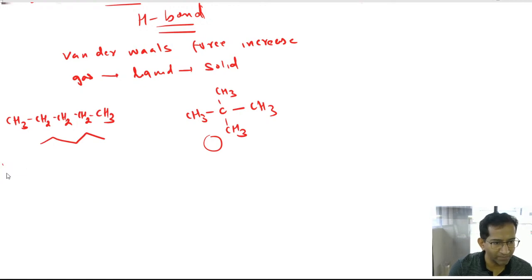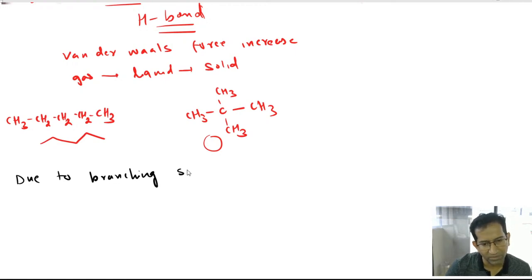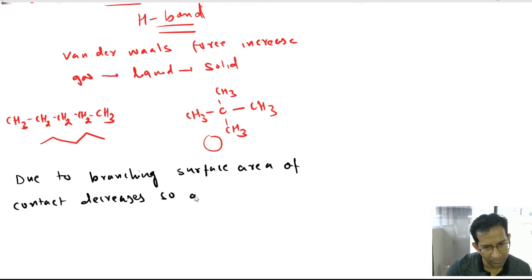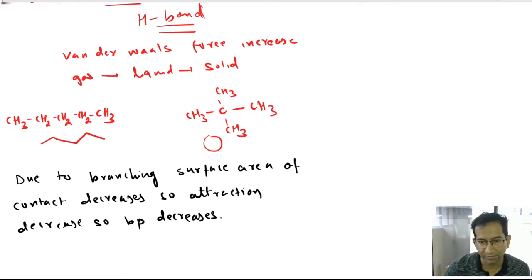So you can say due to branching, the surface area of contact decreases, and the van der Waals force decreases. Altogether the statement is correct.